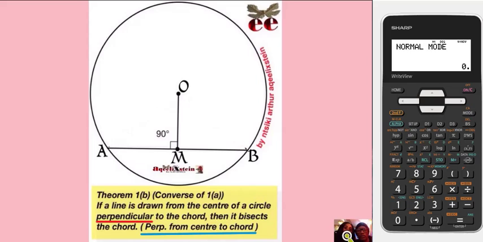All right. So if a line is drawn from the center of the circle perpendicular to the chord, then that line bisects. Remember, bisect means to cut into two equal halves. So you can see here you've got 90 degrees. So what you can conclude is that AM will be equal to MB. Those are the two things.